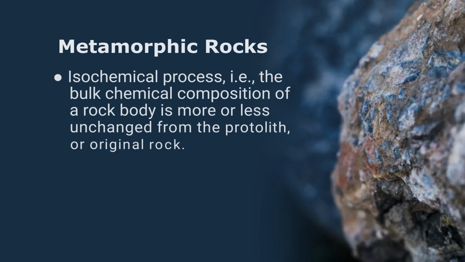Let us now see what this is. Now, it is an isochemical process. That means the bulk composition of a rock body is more or less unchanged from the protolith or original rock. That means if you take a metamorphic rock and its parent rock from which it formed, the bulk composition will be the same, but the texture will be different. That is how we identify the metamorphic rock.